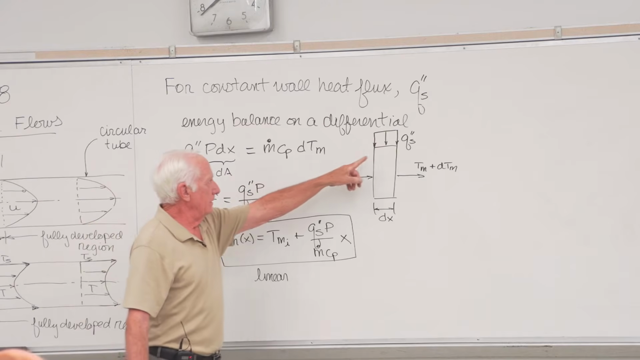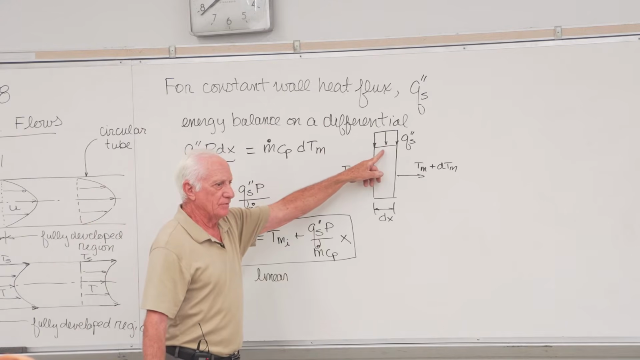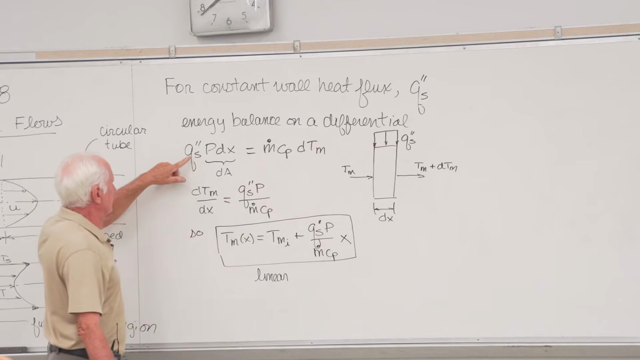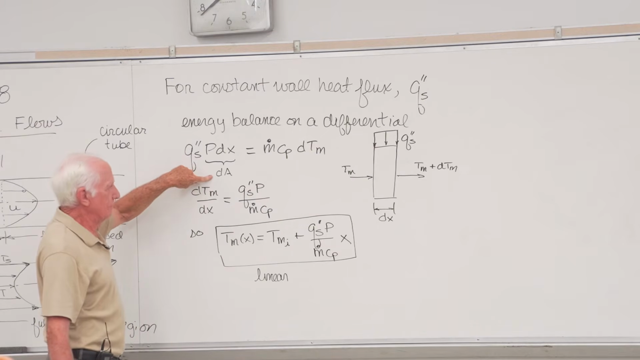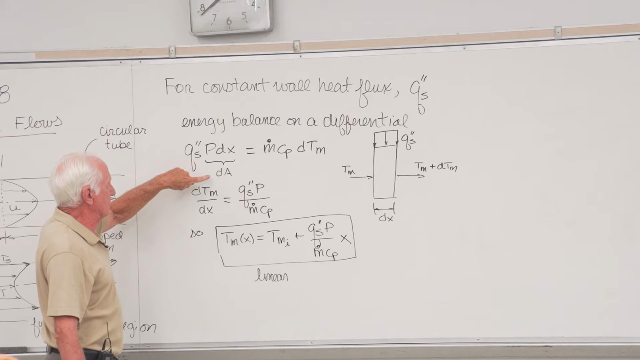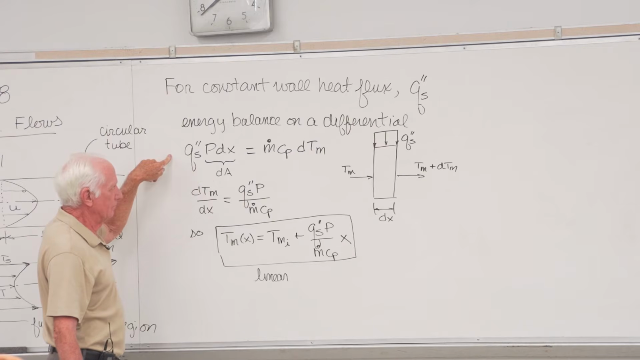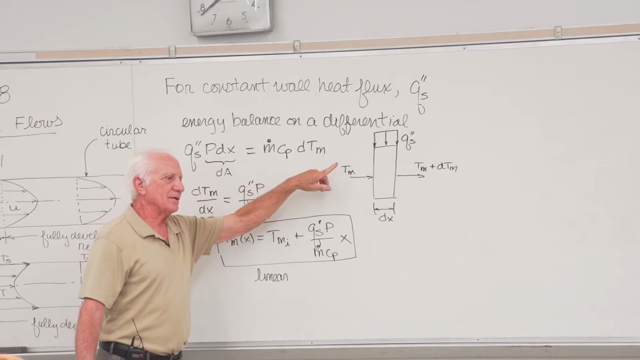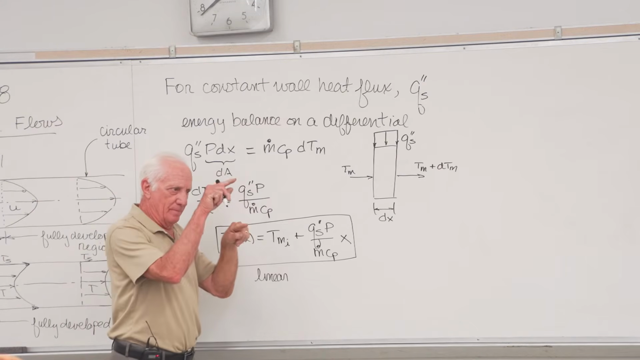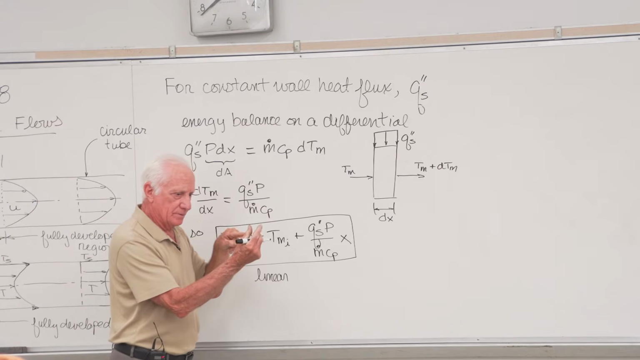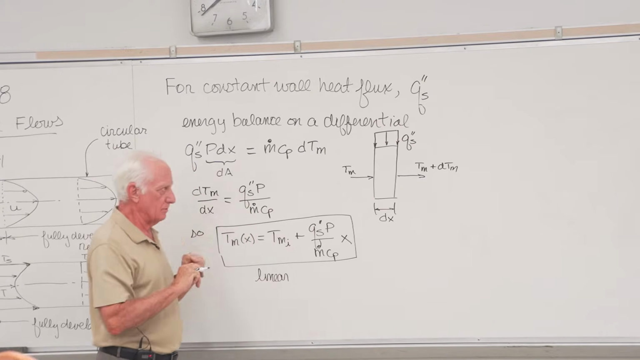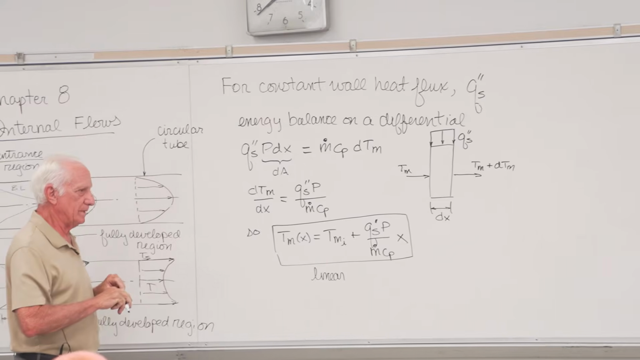We run a little energy balance on this differential fluid element. First of all, how much heat comes into the fluid? Well, here it is. Qs double prime times dA. Watts per square meter times square meters is watts. What area does the heat flux act on? The perimeter times dx. That's the area through which the heat flux goes. P dx. P is perimeter.